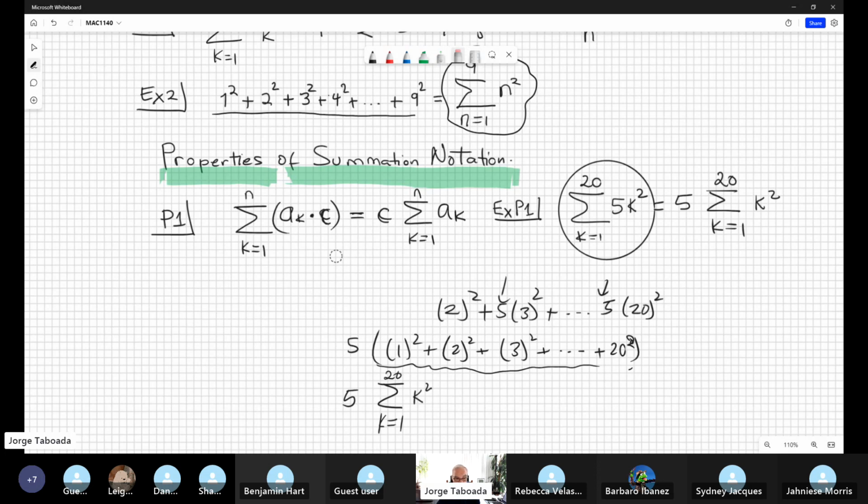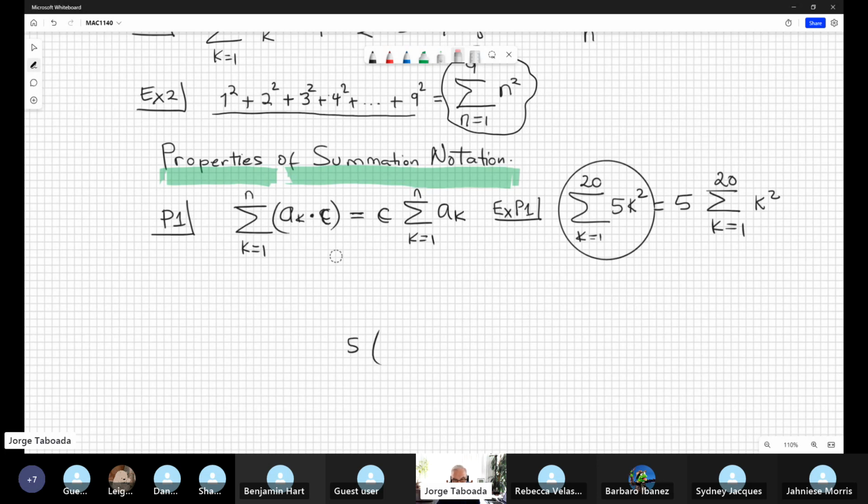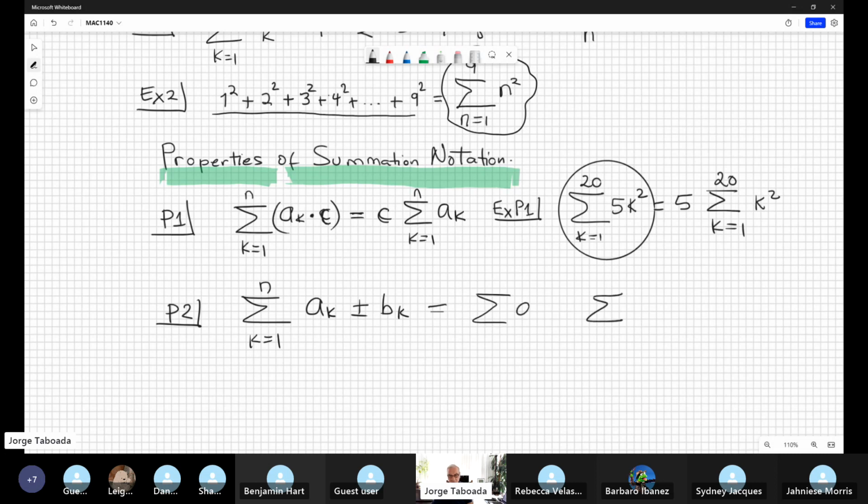Okay. Property number 2, which I try to explain now, is very straightforward. It's elementary. Suppose that you have only one summation symbol, from k = 1 to m, and inside we have two sequences, a sub k and b sub k, with a plus or minus in between them. This is valid for addition or subtraction. We can separate it into two summations: one summation for a sub k, one summation for b sub k. Don't forget the specification of the limit or the bound.